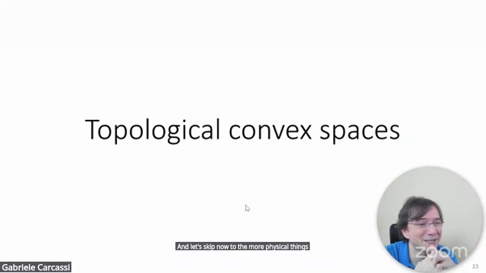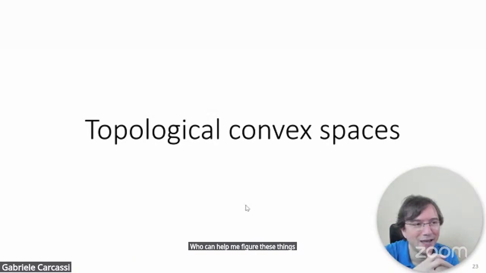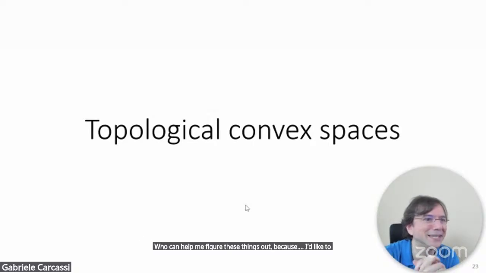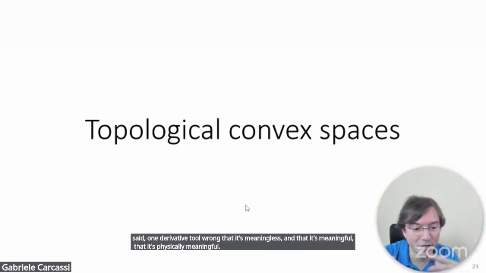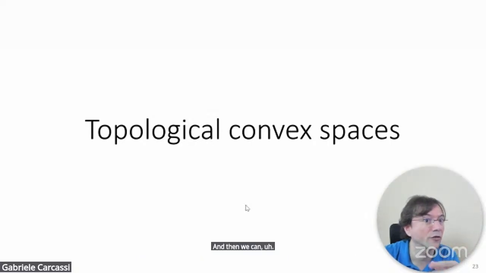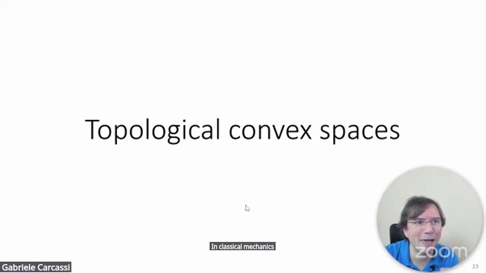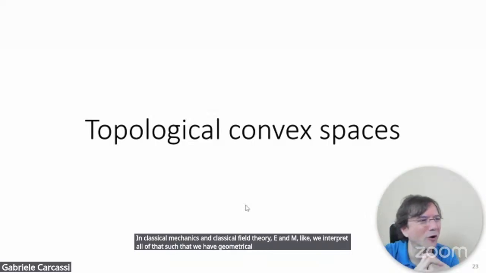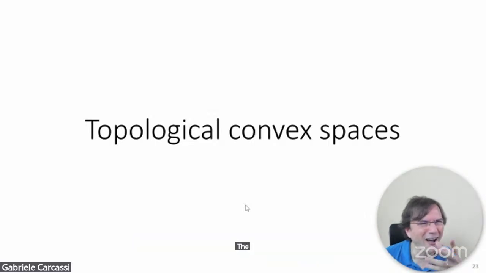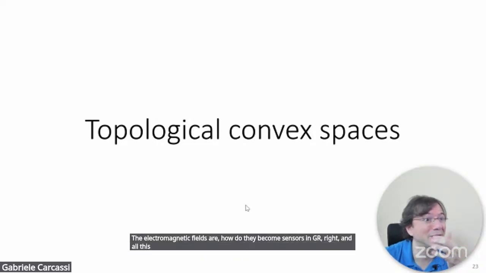But again, if somebody is interested in this foundational question, I'm really trying to find somebody who can help me figure these things out, because I'd like to have one derivative that is physically meaningful, and then we can reinterpret a lot of the things that we have in classical mechanics and classical field theory, E&M, such that we have a geometrical notion of what the electromagnetic fields are, how they become tensors in GR, and all this. I'd really like to have those things.